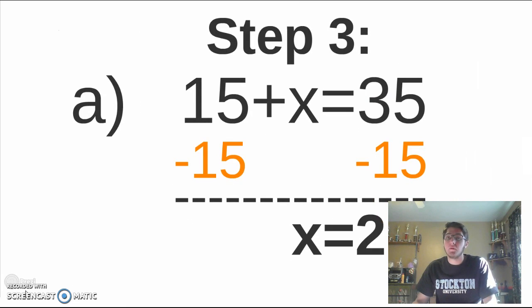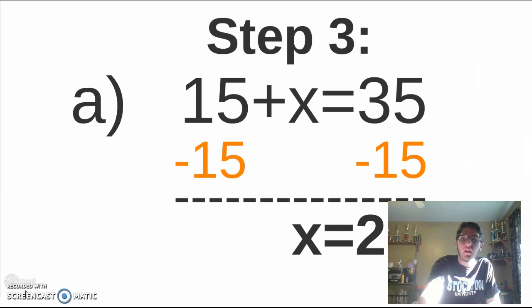So you're going to have 15 minus 15 on the left side of the equation, which cancels out, and you are left with x. Then on the right side of the equation, you have 35 minus 15, which when you do the simple subtraction leaves you with 20. Therefore, our answer is x equals 20. In order to check that, you can plug 20 back in for x, and you get 15 plus 20 equals 35. It works. Therefore, x equals 20.